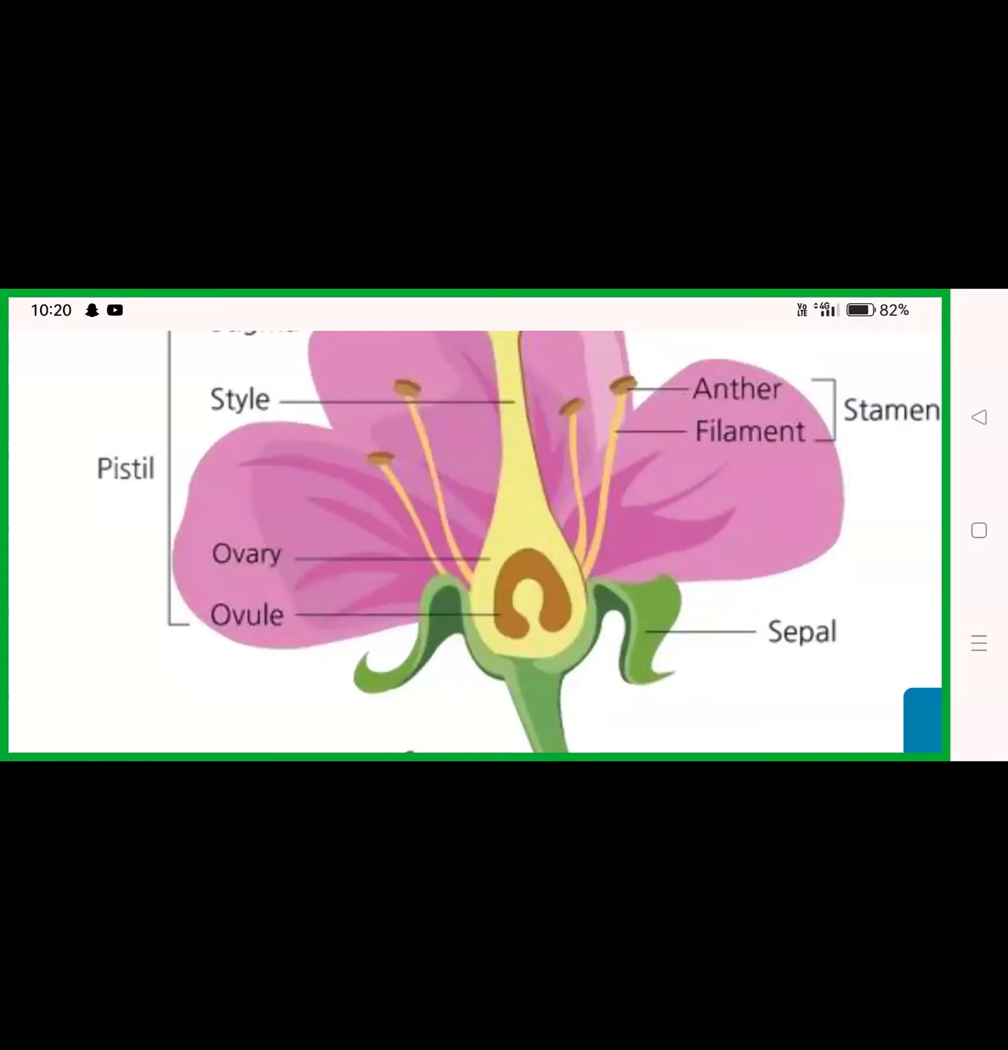See here, this is the anther, this is the filament. In the stamen structure, that's the filament and anther. In this diagram, it clearly shows the stamen structure, and hence stamens are morphologically equivalent to microsporophylls. Okay, that is about the androecium.